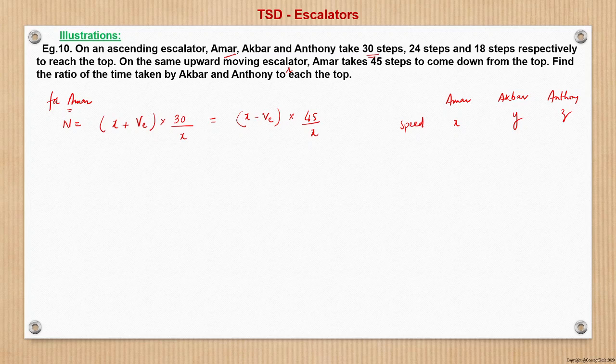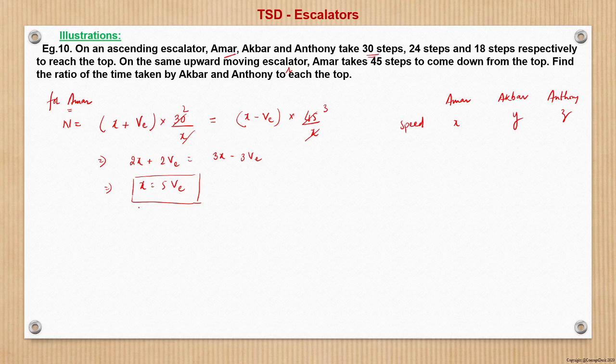So if we solve this, we can say that 2x plus 2VE is equal to 3x minus 3VE. So it becomes x is equal to 5VE. This is the ratio which we have obtained: the speed of Amar is 5 times the speed of the escalator. Now we have to find the ratio of Akbar and Anthony.